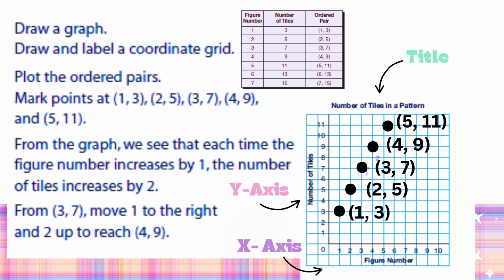When graphing the ordered pairs, remember that the first number corresponds to the x-axis, which is horizontal, and the second number corresponds to the y-axis, which is vertical. We plot the following points: 1 and 3, 2 and 5, 3 and 7, 4 and 9, and 5 and 11. Looking at the graph, we can observe that each time the figure number increases by 1, the number of tiles increases by 2. For example, when we move from point (3, 7) to point (4, 9), we move 1 unit to the right and 2 units up.